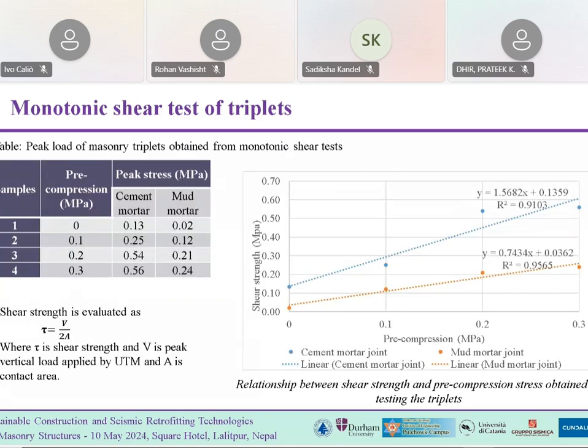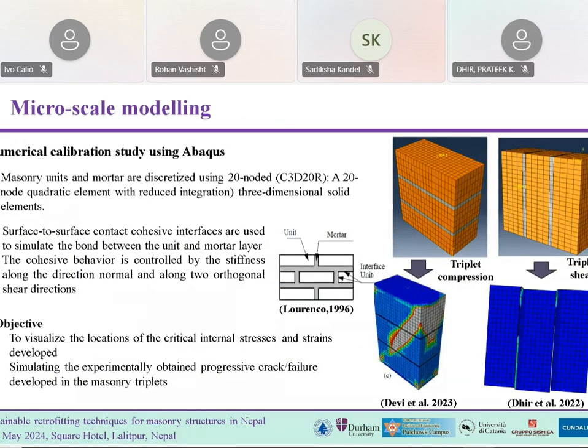This table shows the data that we obtained from the experiments for 4 levels of pre-compression, 0, 0.1, 0.2, and 0.3, and we have plotted the graph. You can see the relationship between the shear strength and pre-compression. On the x-axis is the pre-compression level. As the pre-compression level increases, the shear strength is also increasing in our case. From this graph, you can calculate the cohesion and the friction angle. Moving on, these are the tests that we have performed in the lab. As Gopal sir has already mentioned, the remaining work is that we still need to make more samples including the retrofitting part.